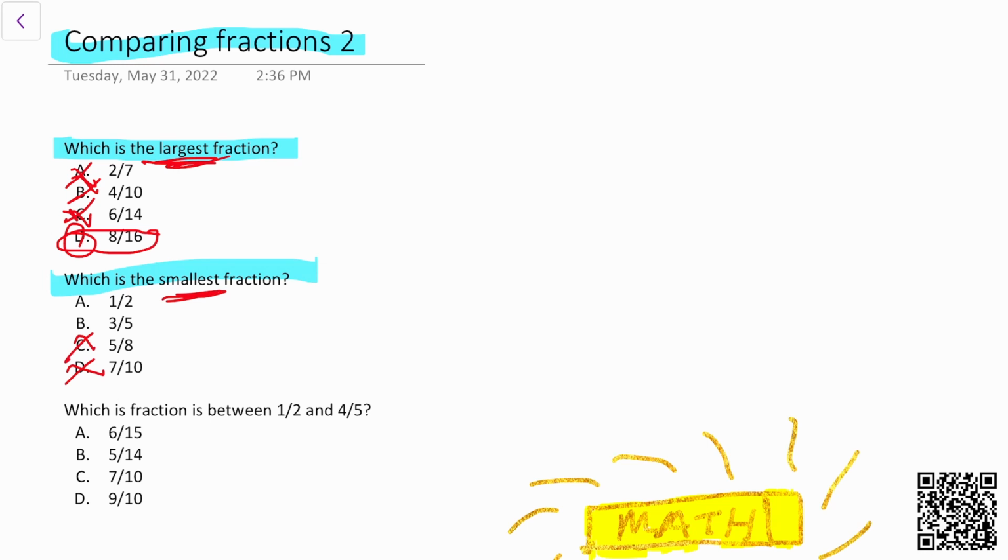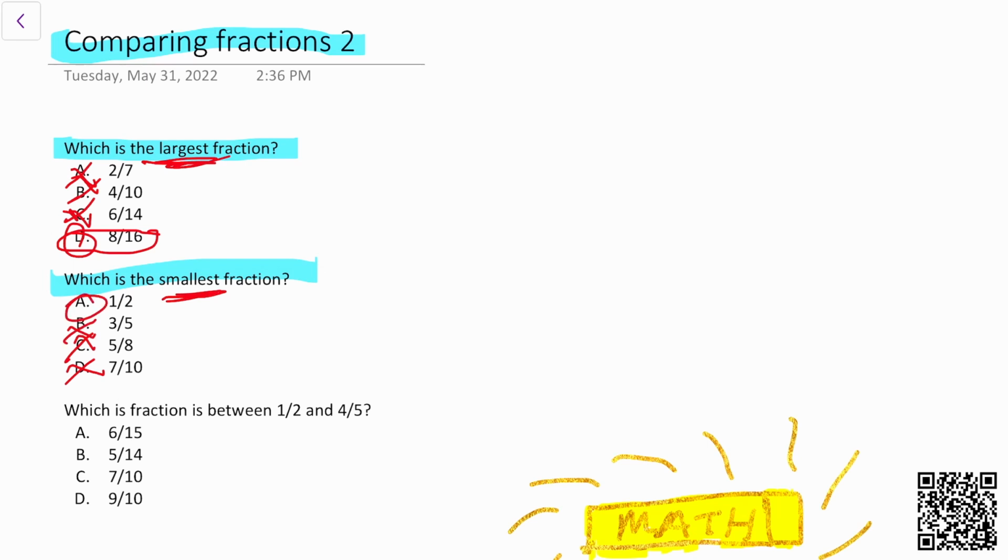Now let's look at B. B, 5 is an odd number, so it's a little harder to divide, but it's 2.5. And 3 is more than 2.5 because it's a 2. So that means that B is also more than half. A is just half, so B is also out. So the correct answer is A.